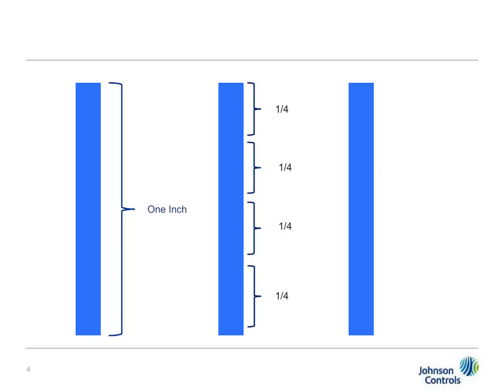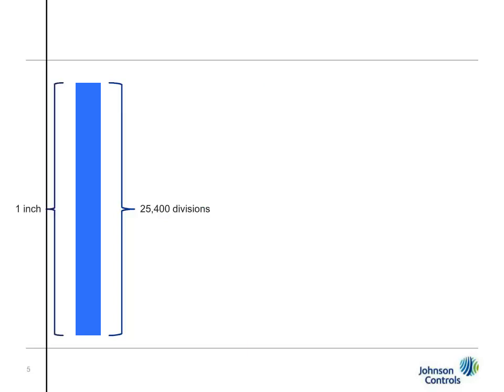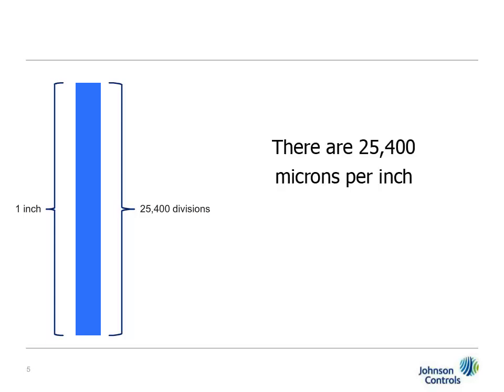So just how small a unit of length can we make? This is where the micron comes into play. Here our inch is now divided into 25,400 little spaces. Each one is a micron. I'm sure you realize that we could not read a ruler that is divided into microns. So we can see that there are 25,400 microns in 1 inch.